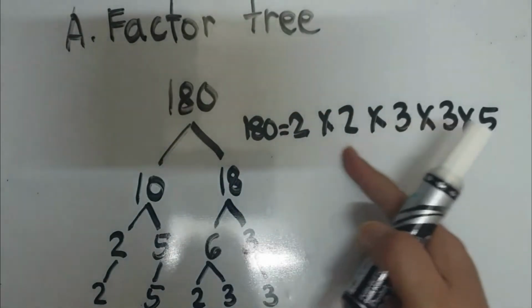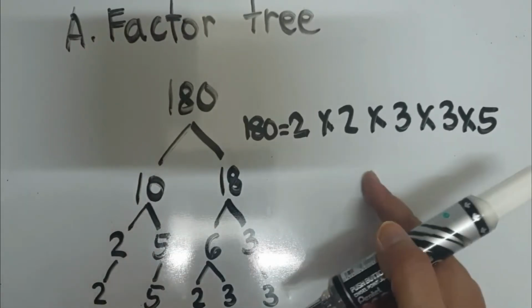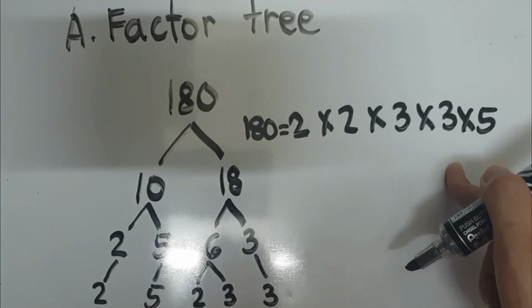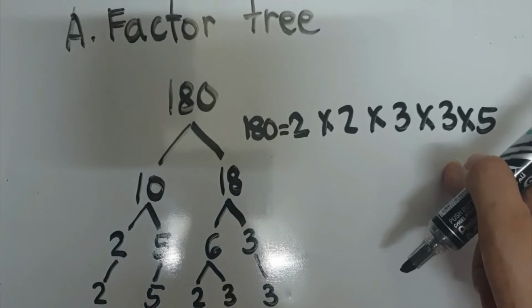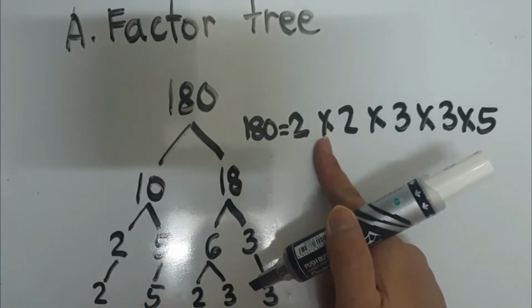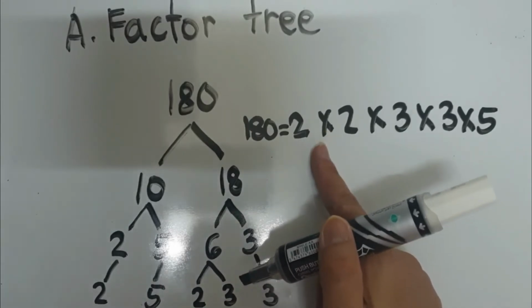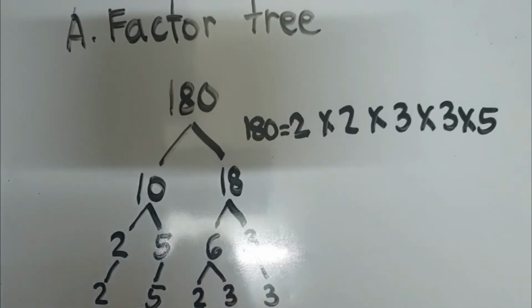So, as you can see, I write the prime factors from least to greatest, but it doesn't matter since we have the commutative property of multiplication. What's important is you separate the prime factors by using the multiplication symbol. You cannot just use a comma or a space. You have to use the multiplication symbol to separate all the prime factors.